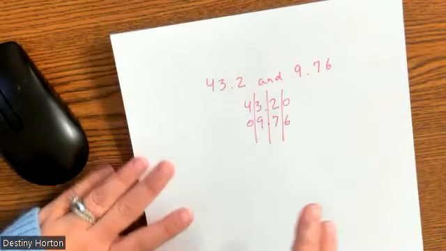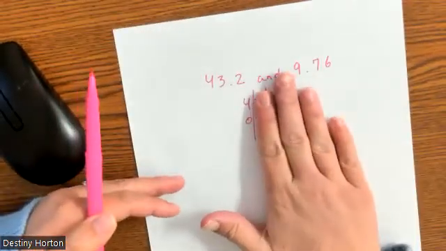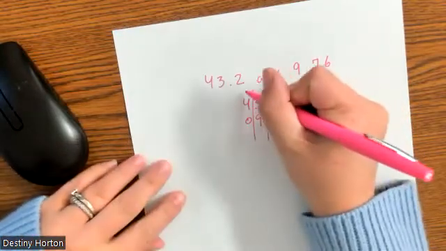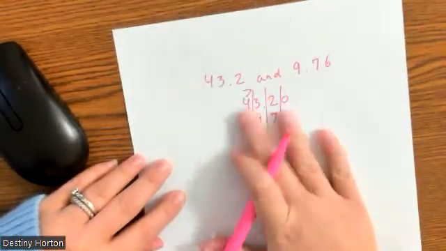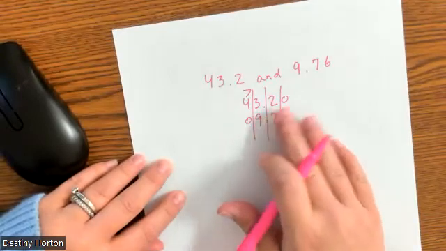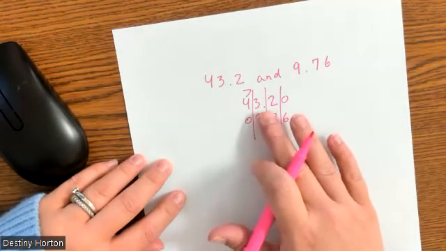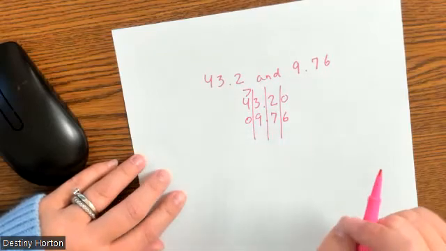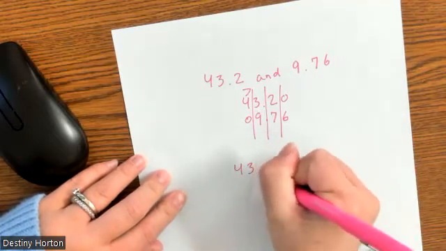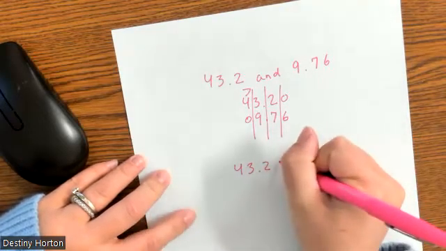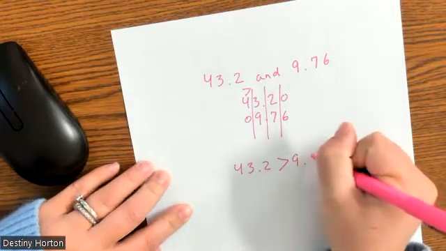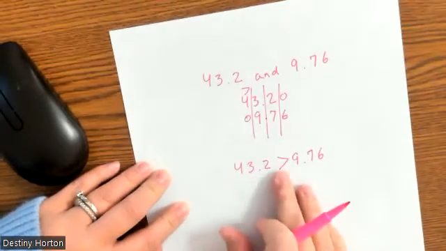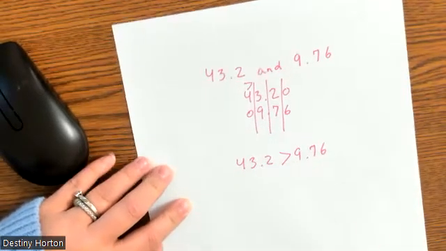Create my chart. Cover up everything but the largest place value. Well, in my largest place value, I have a 4 and a 0. Well, 4 is greater than 0. So that automatically tells me that 43 and 20 hundredths, or 43 and 2/10, is greater than 9 and 76 hundredths. So I'll have you write it like this. And that gives me the number sentence, 43 and 2/10 is greater than 9 and 76 hundredths.